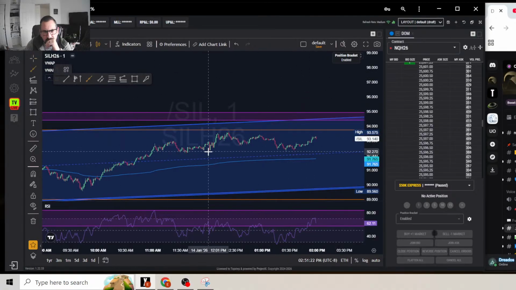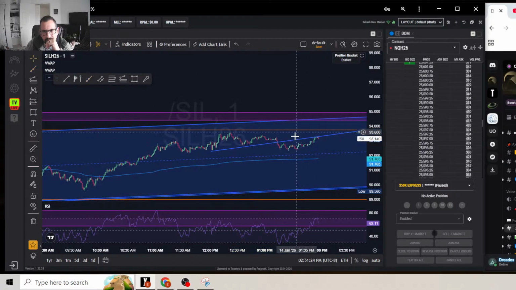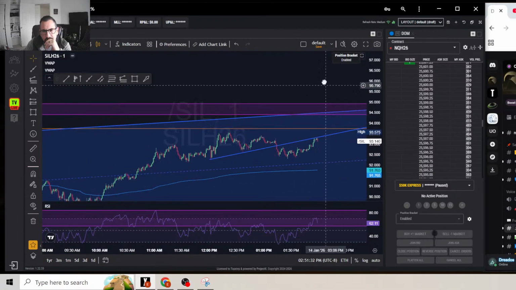And as you can see here, we're retesting. So I think the short's in play, y'all. Look at this trend retest right here. So we'll see what happens at open.